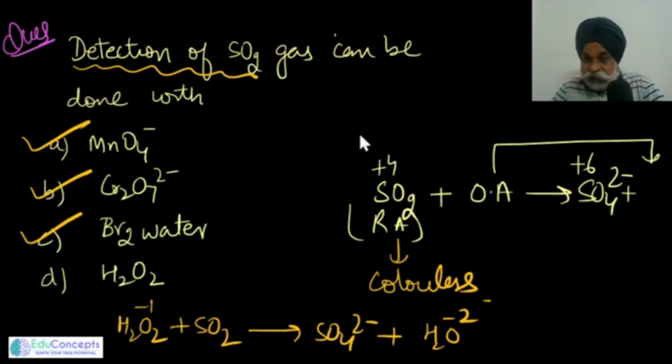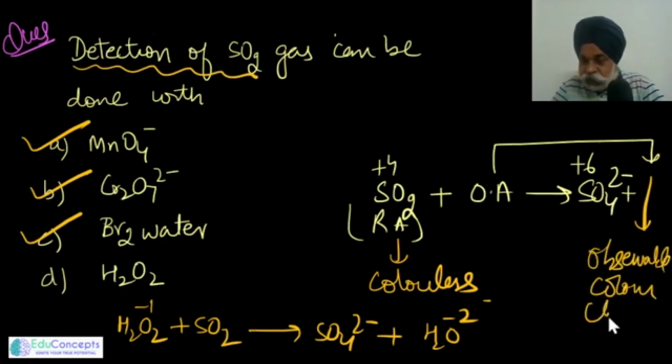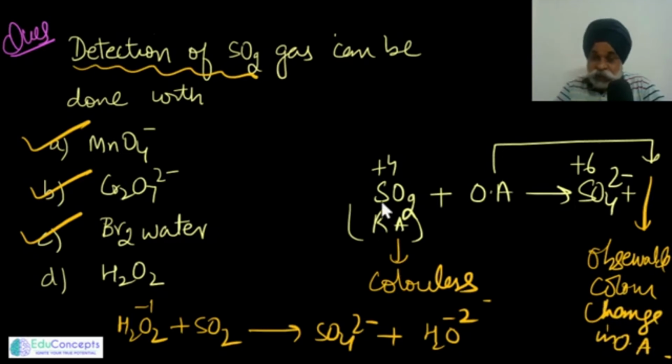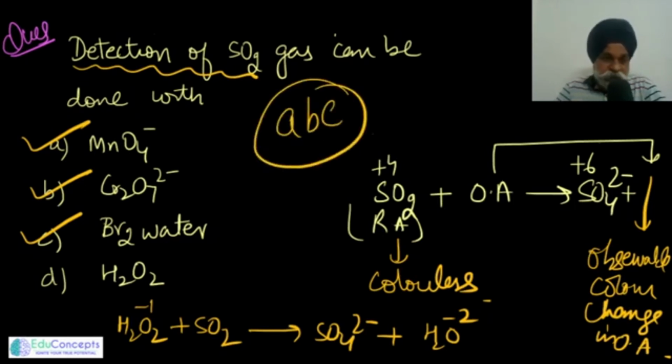So detection of any gas with an oxidizing agent would be seen when you see some observable color change in the oxidizing anion. If the starting gas is colorless, then this has to be always adopted. So the answer to this question would be ABC. Okay, fair enough. Moving on to the next question.